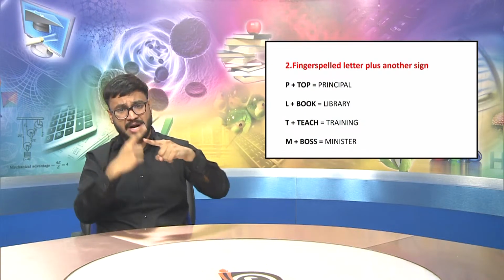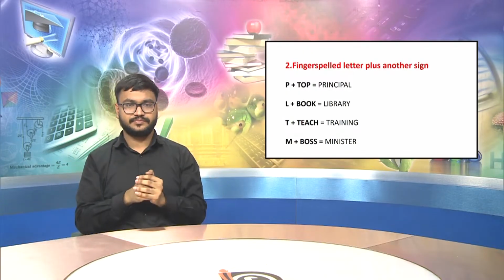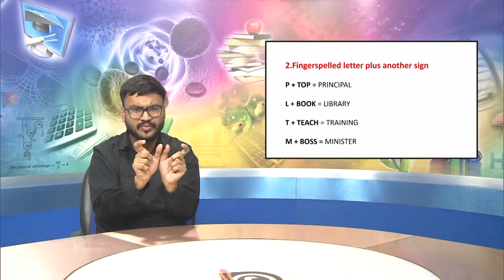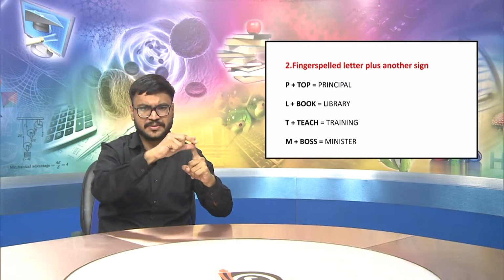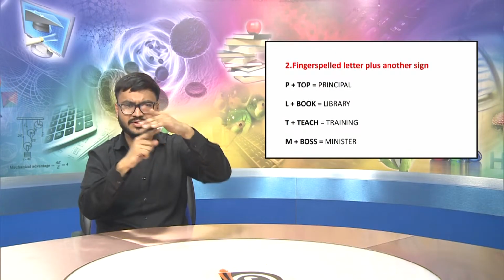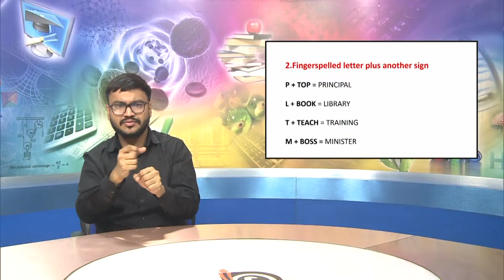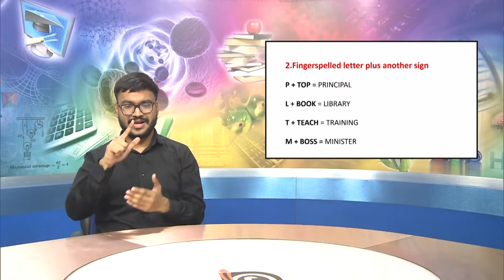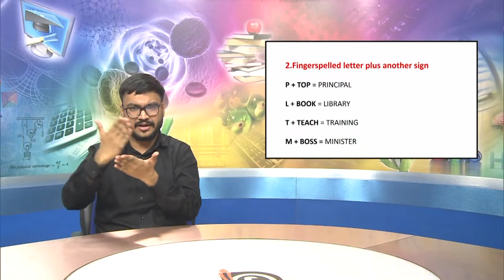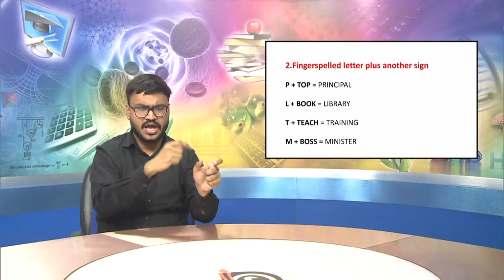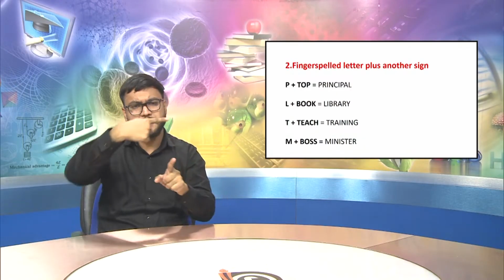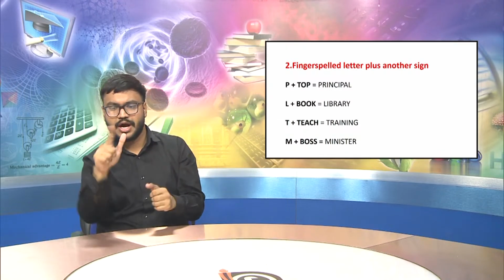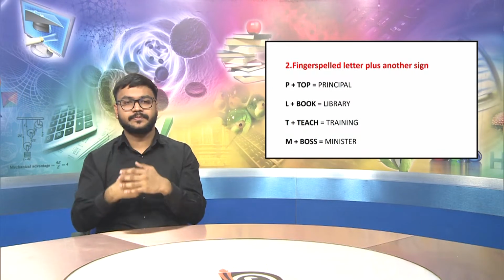Second, a finger spelled letter along with another sign. For example, the sign of principal. We use the initial of principal and the sign of top. Same for library. We use the initial of library and the sign of book, and combining them we get the sign of library.